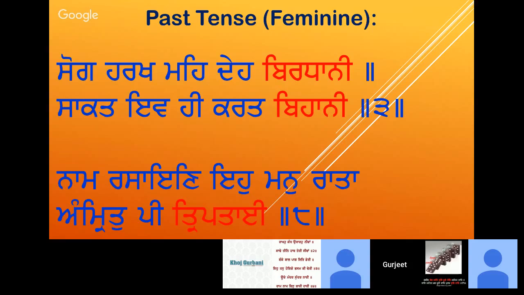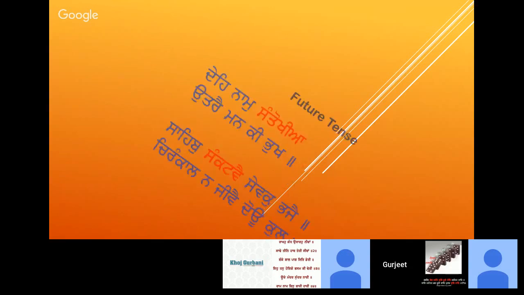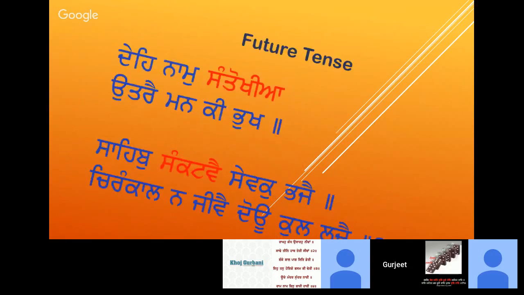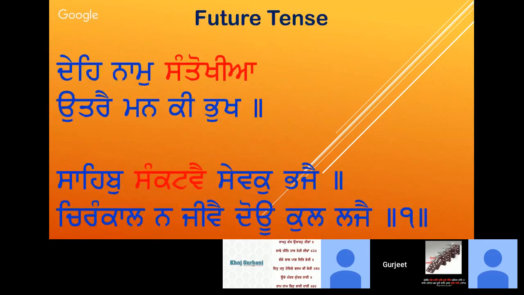And that's what we call an Amritari, that he's completely left the Maya in theory, but practically we all know it hasn't happened because the Gurbani's action is not taking place yet. Then we go to the future tense, Deh Naam Santokhiya. So from Santokh, they have made the word Santokhiya as a suffix, Utre Man Ki Pukh. So he's asking for it, hasn't got it, so it's a future tense.